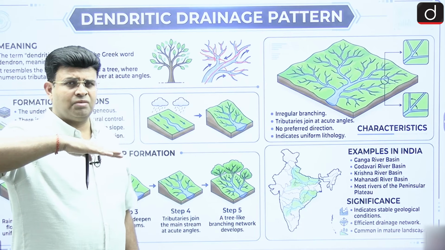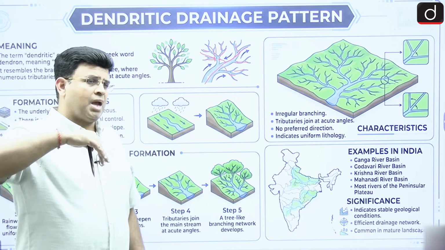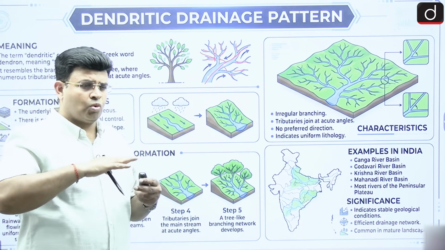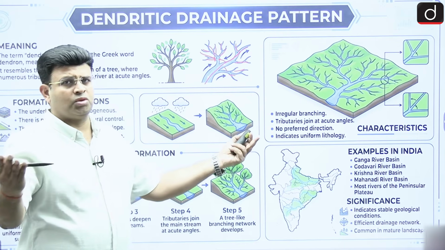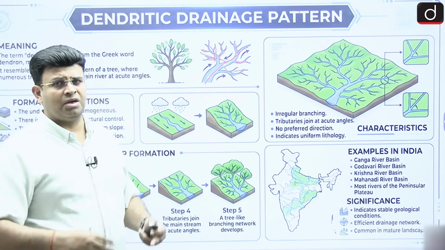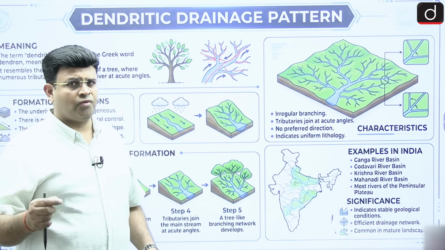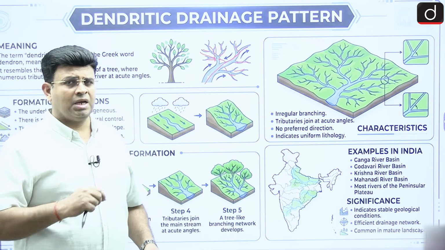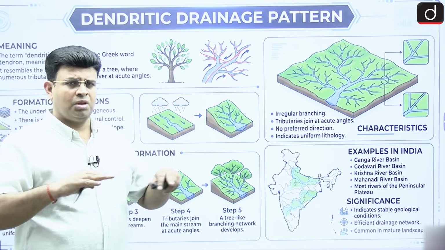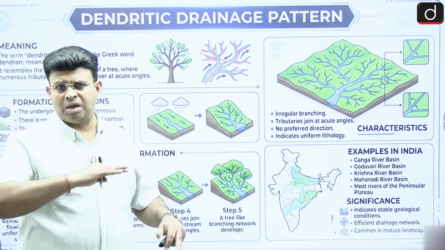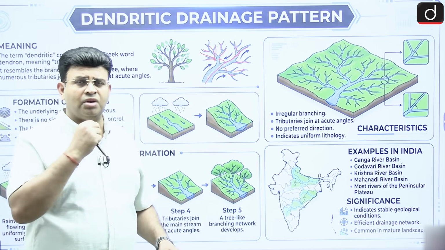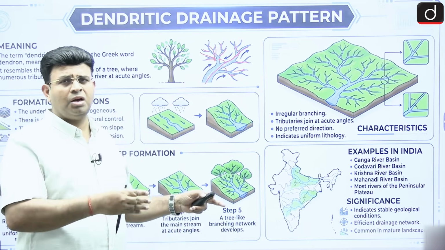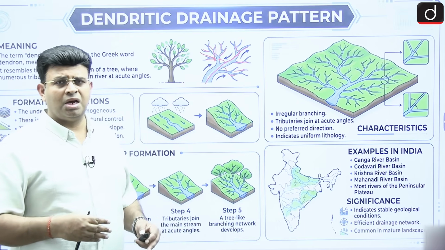The river should have a gentle slope, and it should not have any kind of structural control. Everywhere the same structure should be there, so in this kind of drainage pattern there should not be faults, there should not be folding. Same structure, it can be sedimentary rock or only igneous rock. So this dendritic river can be generated in the northern plain of India, like the Ganga river.